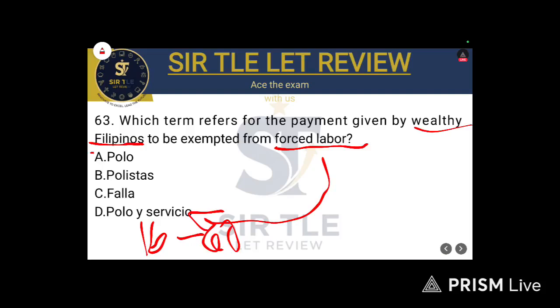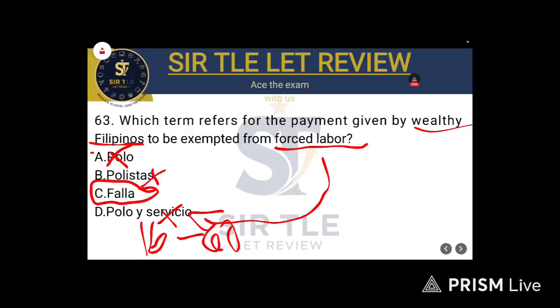The answer here is, what is your answer? Ano ba yan? The answer here is letter C, Falla. Okay, ito yung binabayad ng mga wealthy Filipinos para exempted sa forced labor or polo y servicio. Polo, ito yung shortened term. So, this is not the answer.